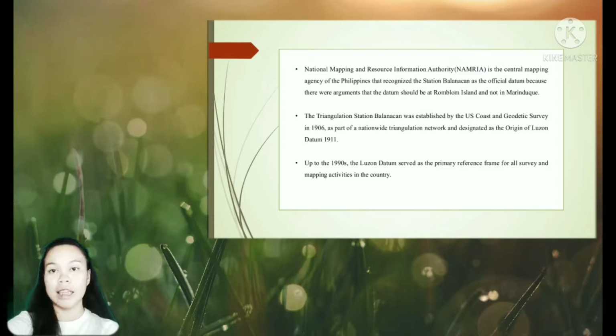Up to the 1990s, the Luzon Datum serves as the primary reference frame for all survey and mapping activities in the country. The Philippine Reference System or the PRS-92, the present Geodetic Reference System, is a modified and updated Luzon Datum and still uses the Station Balanacan as datum origin. The historical significance and importance of the Luzon Datum origin is recognized in the surveying and mapping community.